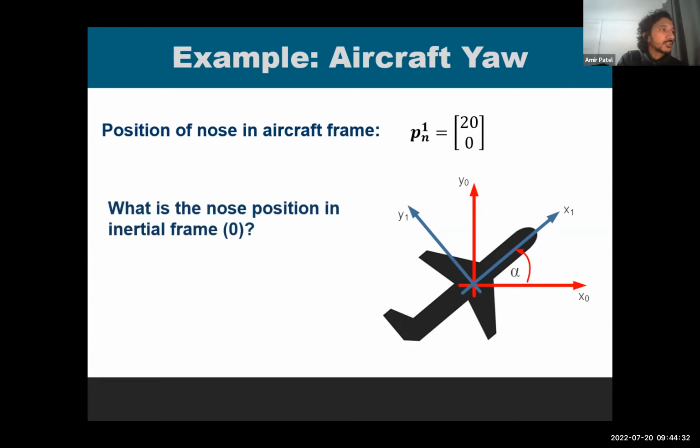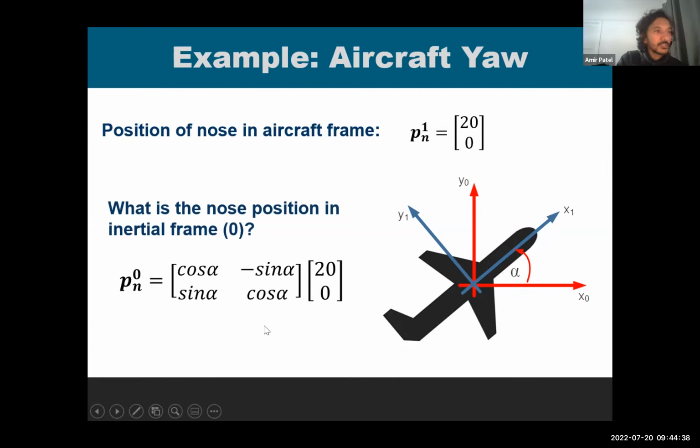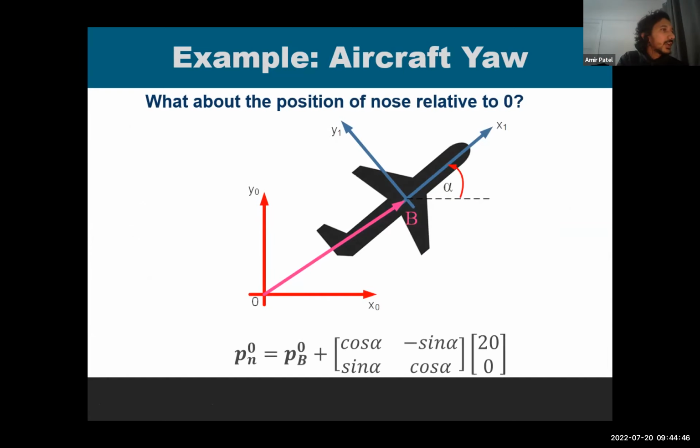So how do we calculate the position of the nose in the inertial frame? We can use the rotation matrix, because it's just a rotation about the z-axis with an angle of alpha. And what if the aircraft started moving? We can calculate the nose with respect to the origin of the world frame using something like that. So you can see that we first need to rotate the position of the nose in the aircraft frame back into the world frame, and then you can add that to the position of B, which is the motion in the world frame of the center of mass. I hope that makes sense.